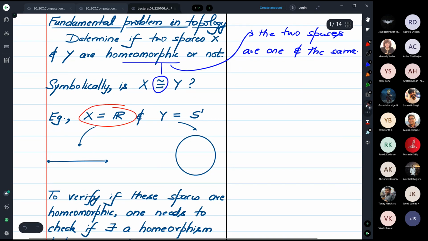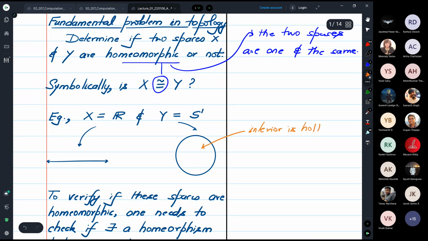Here is an example for such a question. Let's say the first space, X, is the real line. I'm sure everyone has seen the real line. The arrows indicate that this line extends forever in both directions. And let's say there is another space Y, which is S1. S1 refers to this circle, and the interior is hollow. Let me emphasize that the interior is hollow.